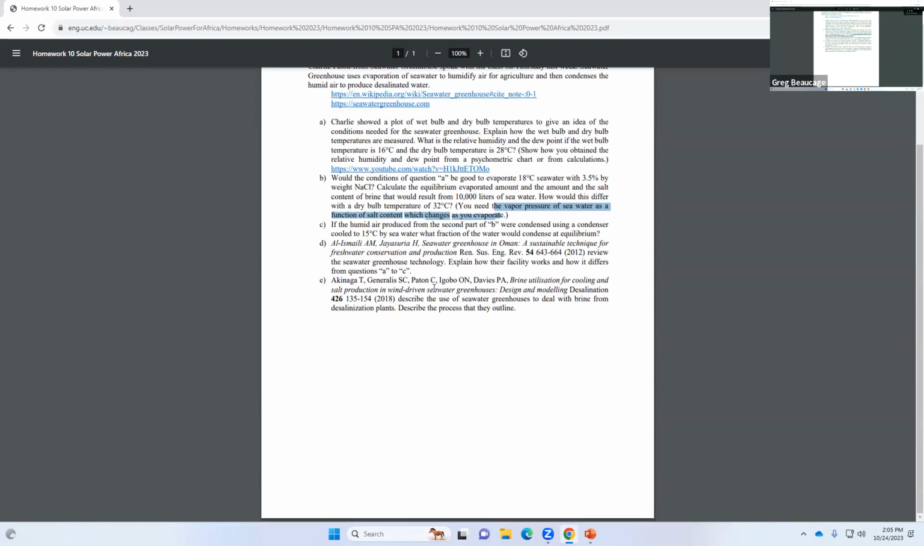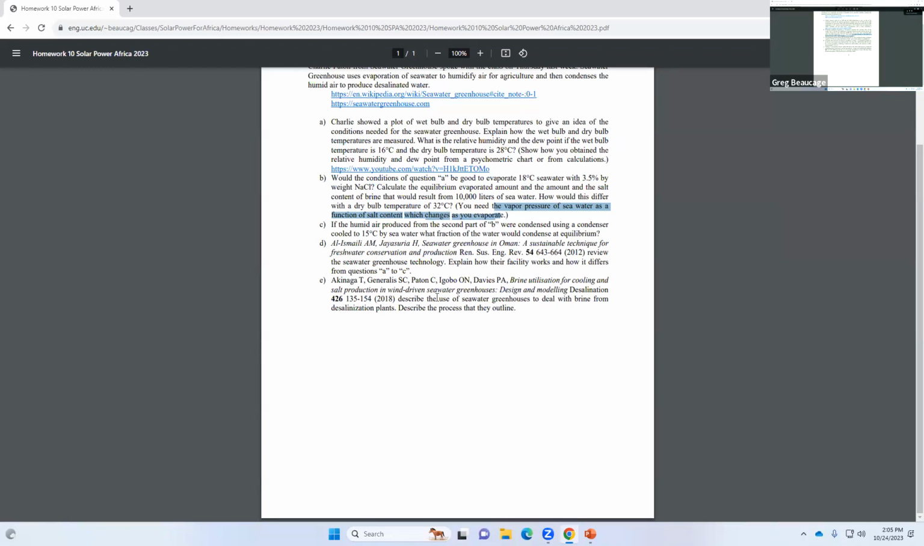And then, there's a wiki page on the seawater greenhouse, and there's a bunch of papers they publish. So I put a few of them in there to look at. One is to use a seawater greenhouse with a reverse osmosis plant, which ends up with brine, and then you take the brine and you can get more water out of it using a seawater greenhouse with brine.